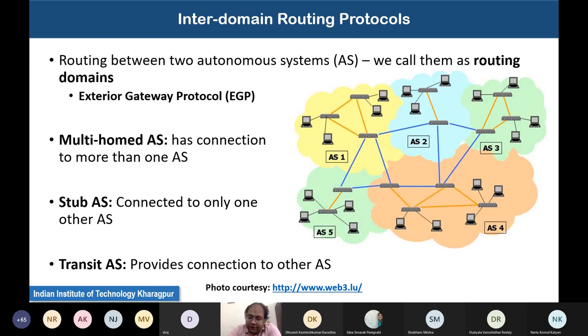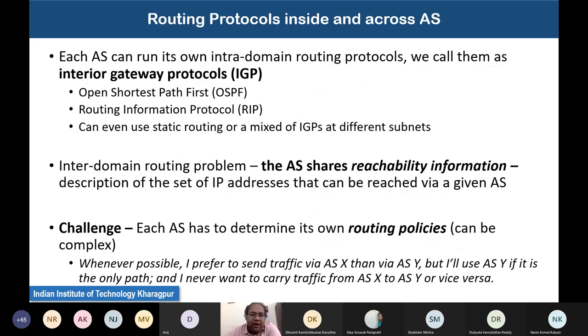Now, we can have three different types of autonomous systems. Multi-homed autonomous systems: a multi-homed autonomous system has connection to more than one autonomous system. The stub autonomous system: a stub autonomous system is connected to only one other autonomous system. And the transit autonomous system, which provides the transit connection between two different autonomous systems. Okay, so here is an example.